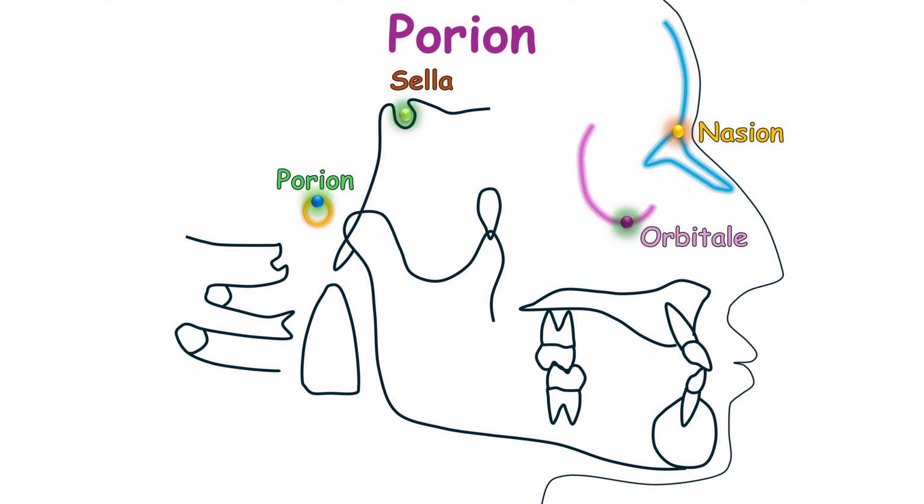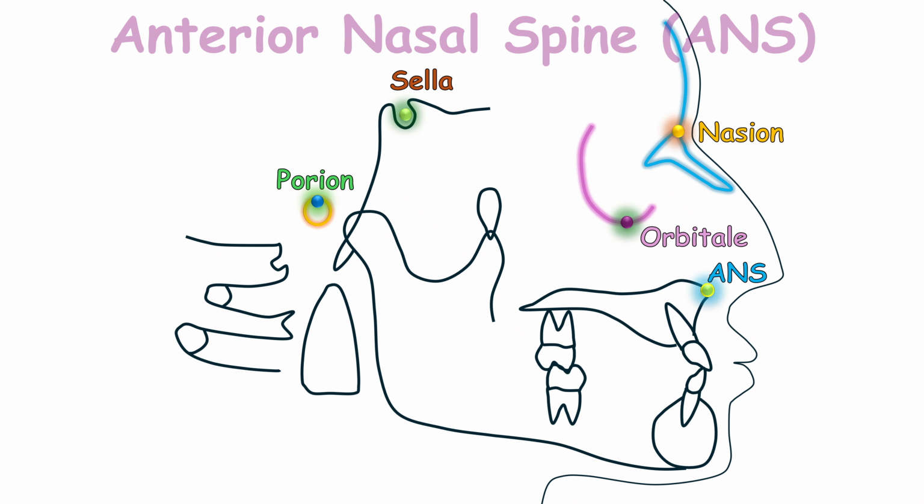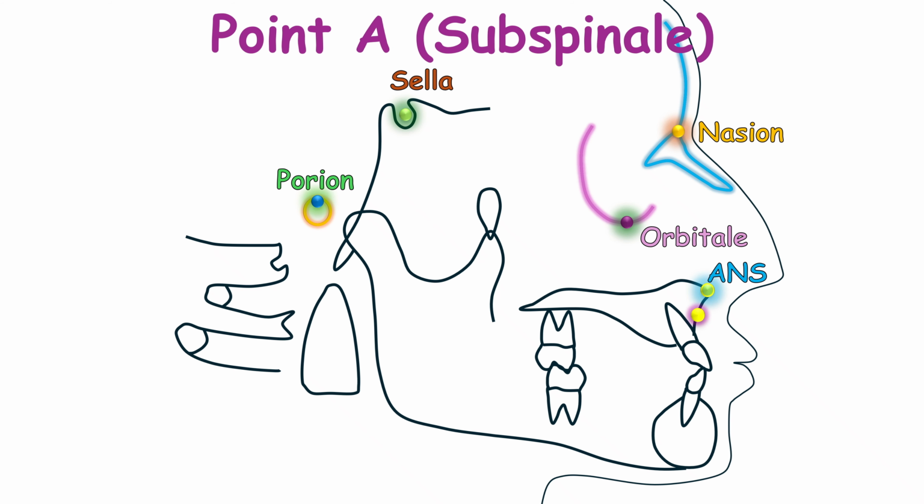Anterior nasal spine. In short, it is called as ANS. It is the anterior tip of the sharp bony process of maxilla. Point A or subspinale. It is formed between the anterior nasal spine and alveolar crest. That is a deep point in the midline between two central incisors. Is called as point A.